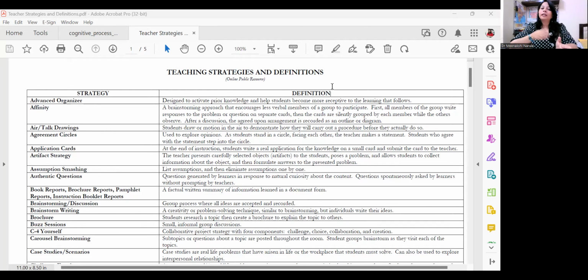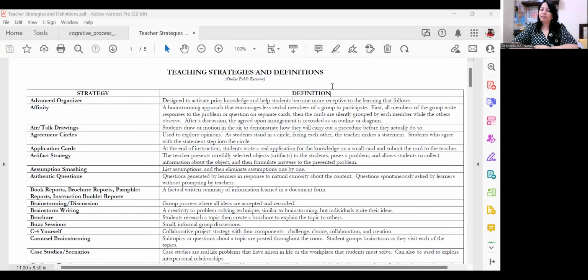You can also use KWHL charts. K for what they know already. W, what they want to know. H, how they would like to know. And L, what they have learned. So KWHL. You can use any kind of advanced organizer, and this will help the students to assess their learning. Assessment as learning, assessment for learning. You can use it in any form. They'll be able to check their understanding and learning.